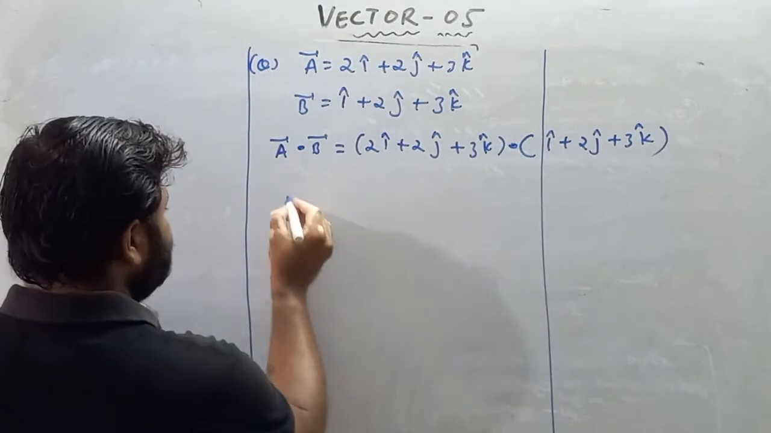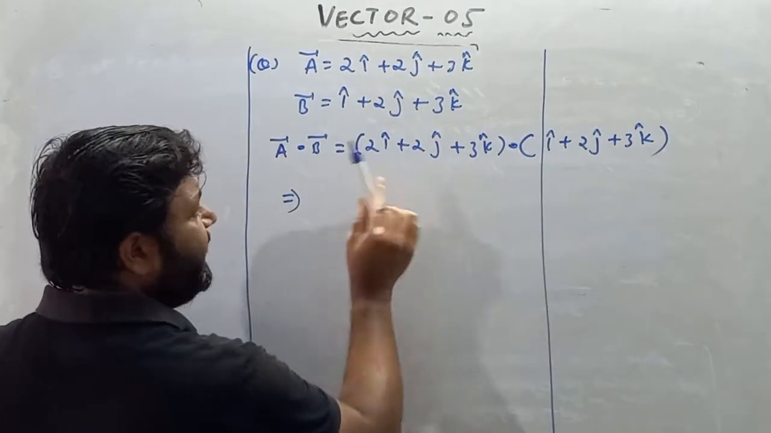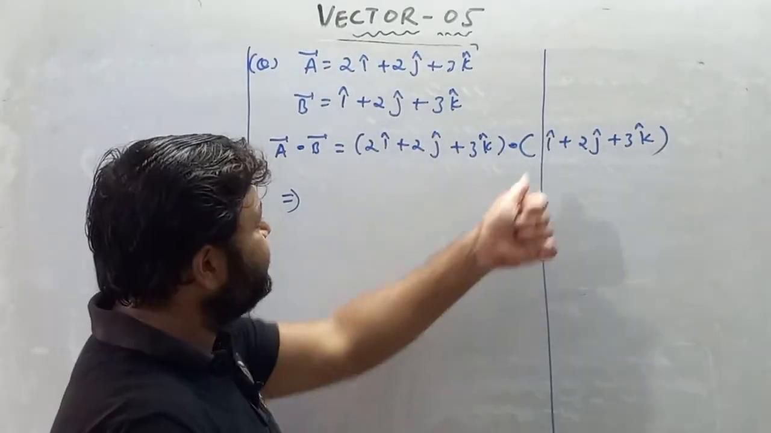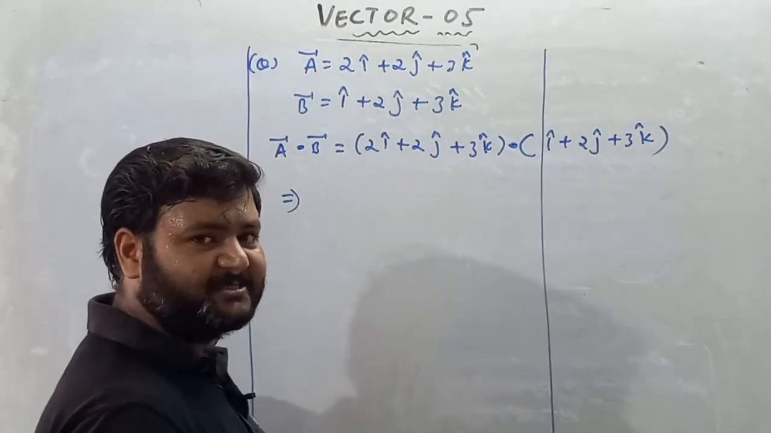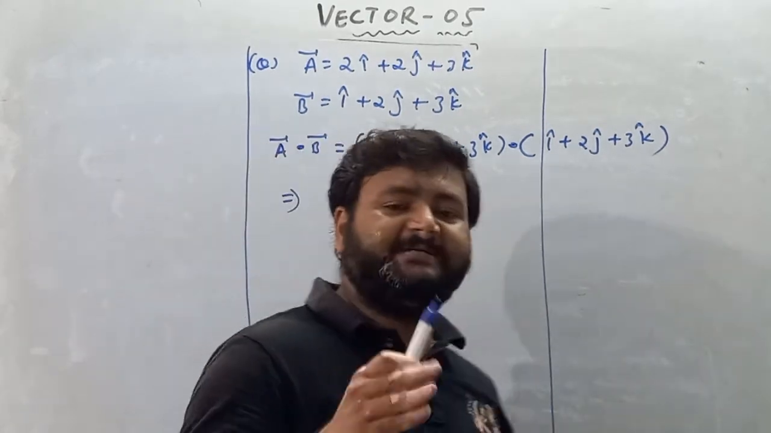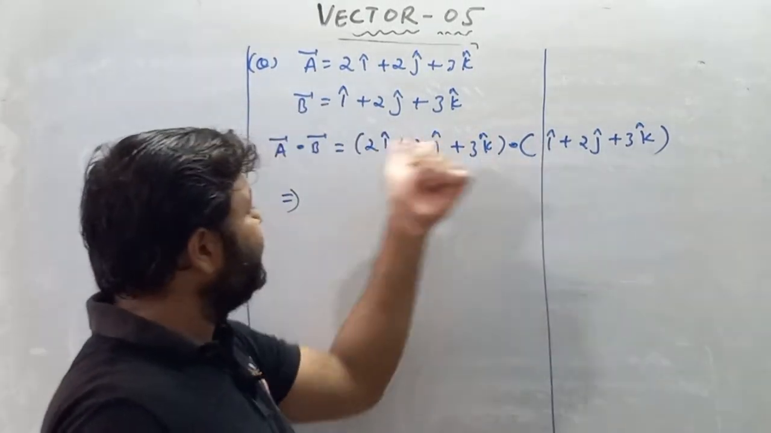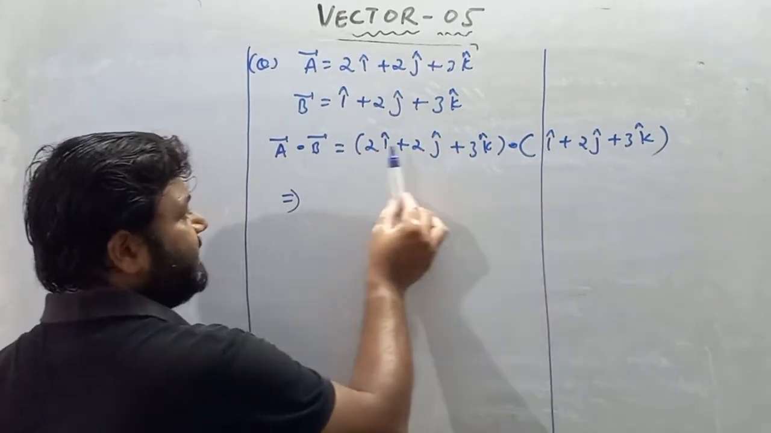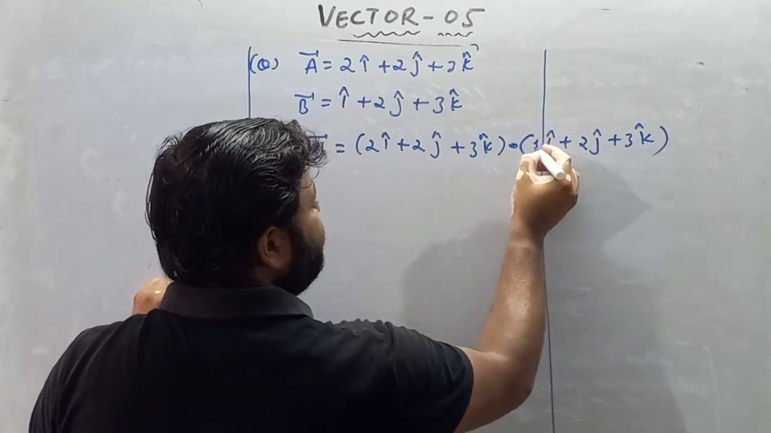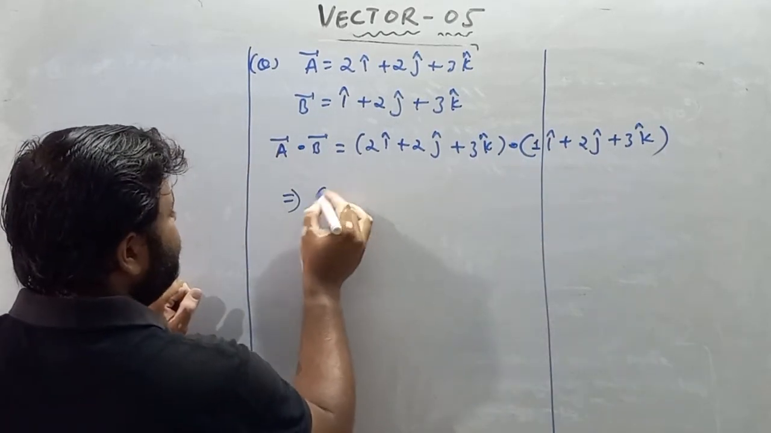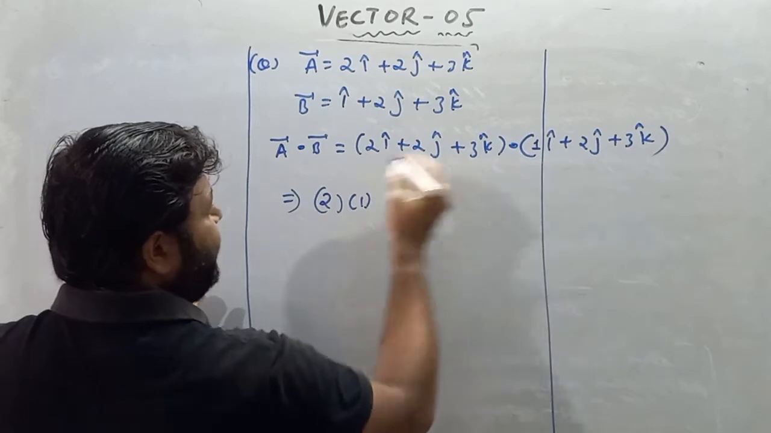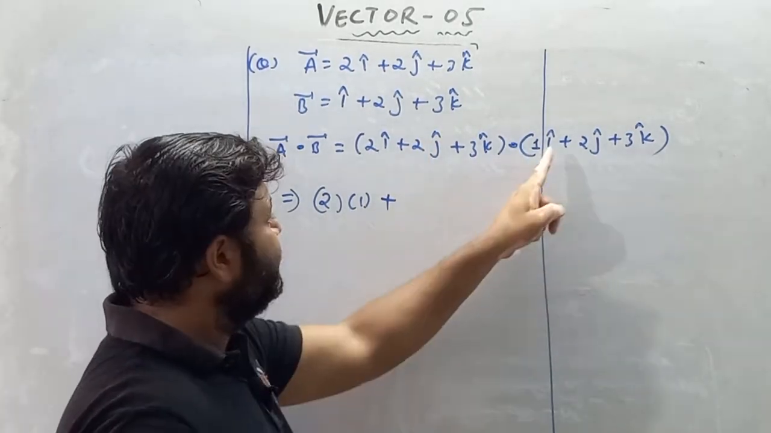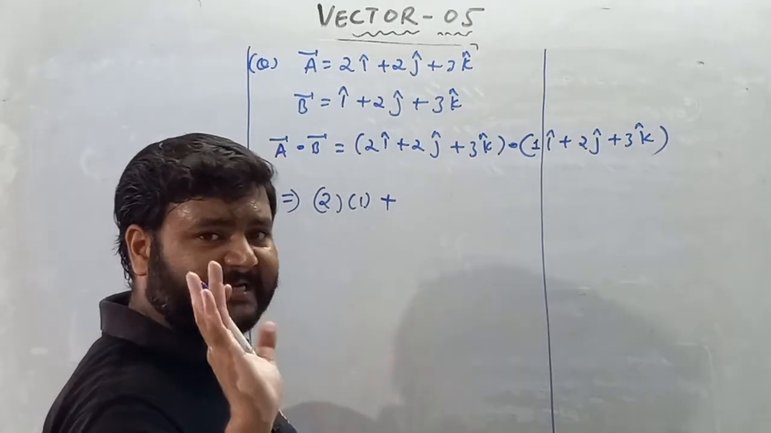Now see, dear students, I already told you i dot i is 1, but when you perform i dot j, it is equal to 0. Similarly, i dot k is also equal to 0. So when we are dealing with dot product, the result comes only from two similar unit vectors. See, i dot i is 1 and nothing else is there, so we'll consider it 1. So I'll write here 2 into 1, and i dot i is 1 plus i dot j 0, i dot k 0. So the i term will be completed.